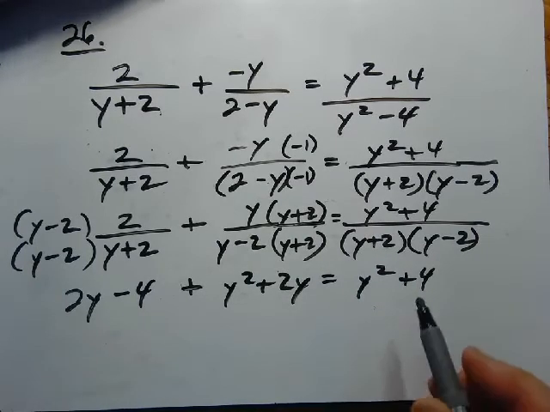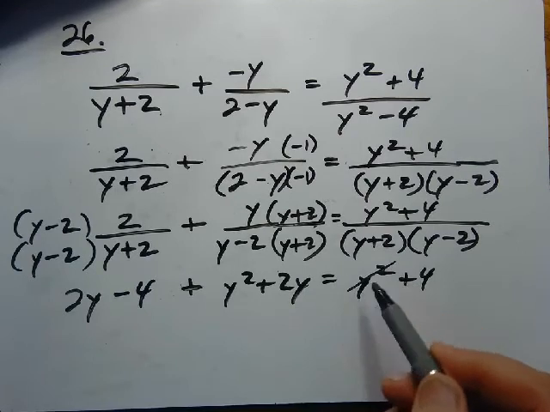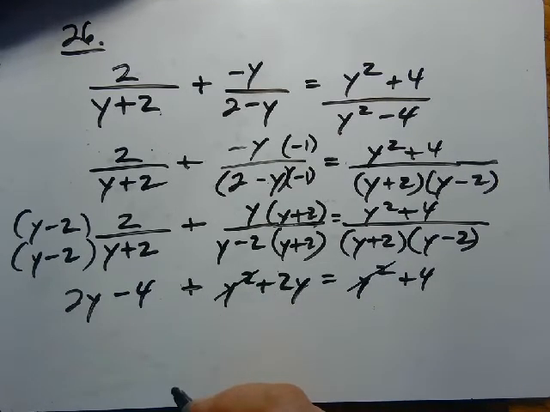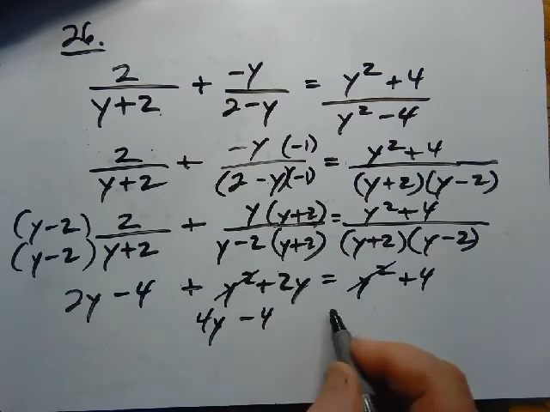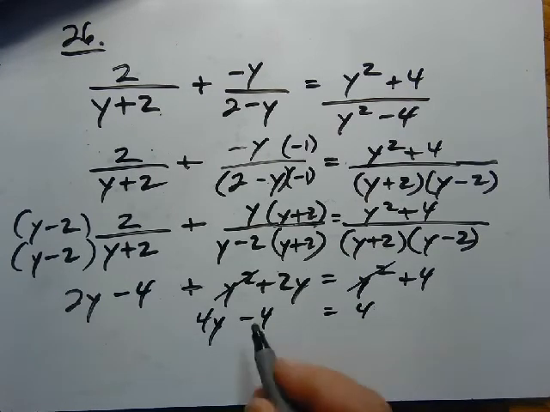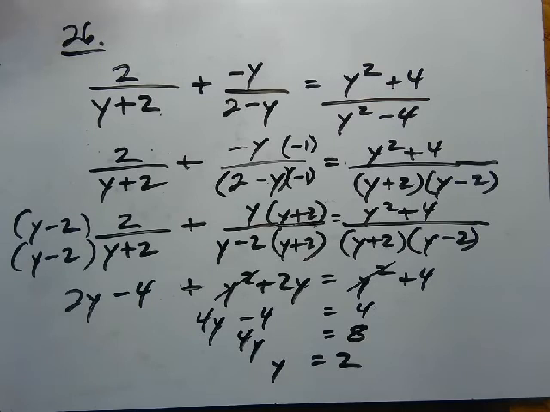Now at this point, we just go ahead and solve for y. I see here that y squared, if I subtract a y squared from both sides, those are going to go out. So I'm going to have 4y minus 4 equals 4. And adding 4 to both sides, I get 8. So y has to be 2. All right, so we found that our answer, y has to be 2.